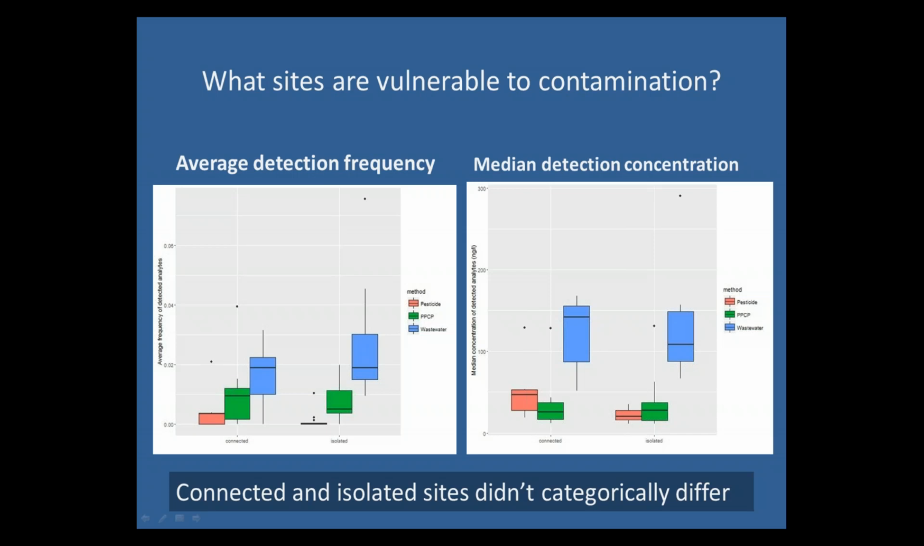So what sites are vulnerable to contamination? As you'll recall, we tried to pick a variety of sites from big rivers to really isolated springs. And when we compared those two categories of waters, we didn't really see any differences in the average detection frequency or the median detection concentration. So as a blanket statement, it seemed like things were kind of getting out all over the place.